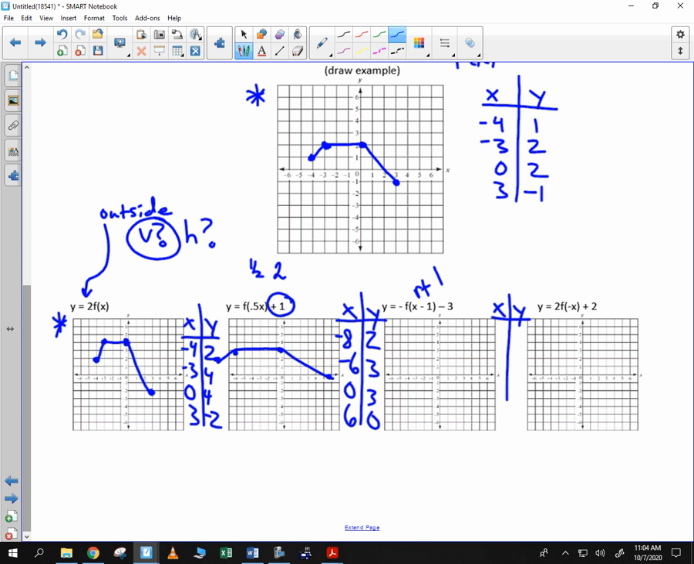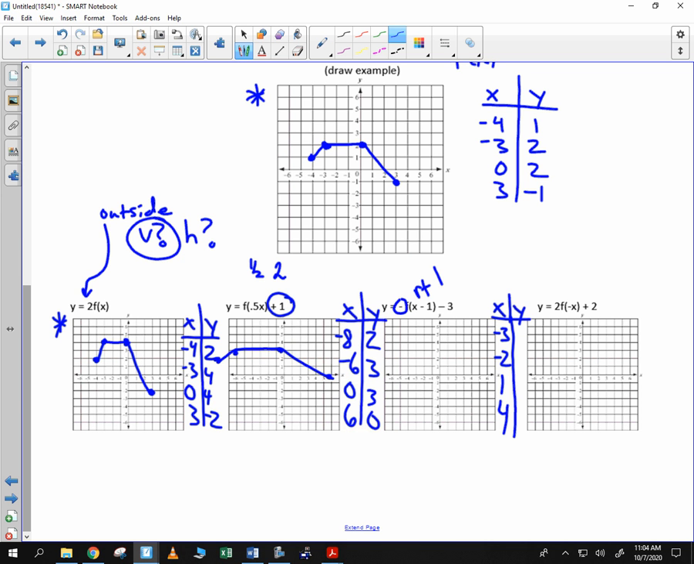Well, that moves it right 1. So a lot of times people want to take 1 and subtract it from the x values. But if it moves it right 1, that means we add 1 to the x values. So I'm going to add 1, and I get -3, I get -2, I get 1, and I get 4.